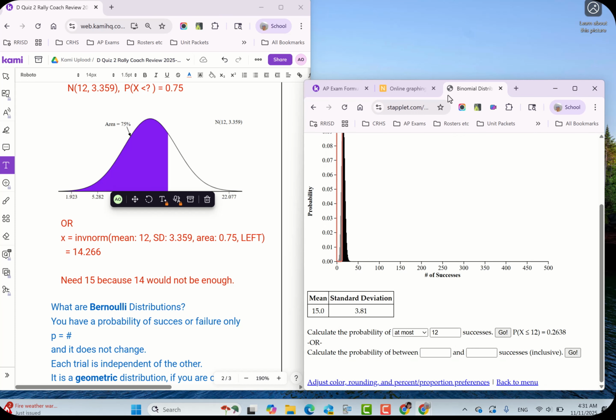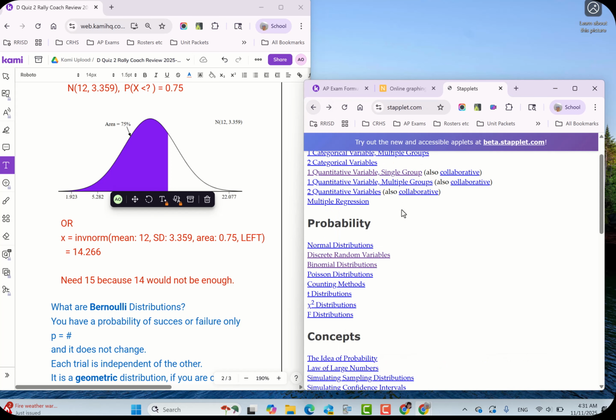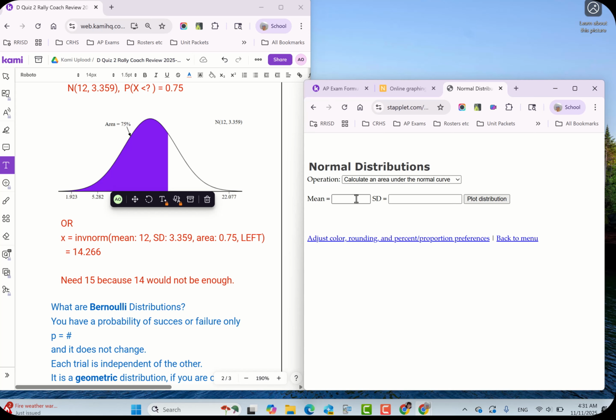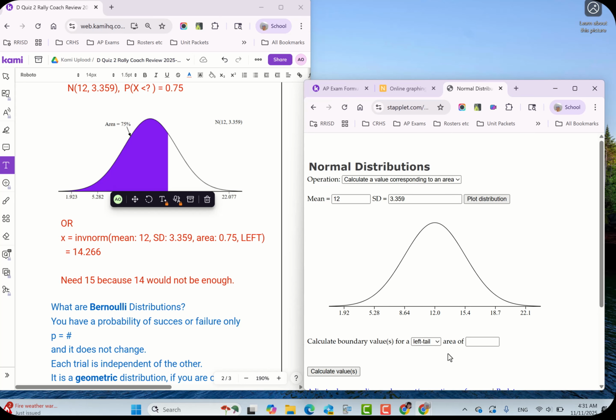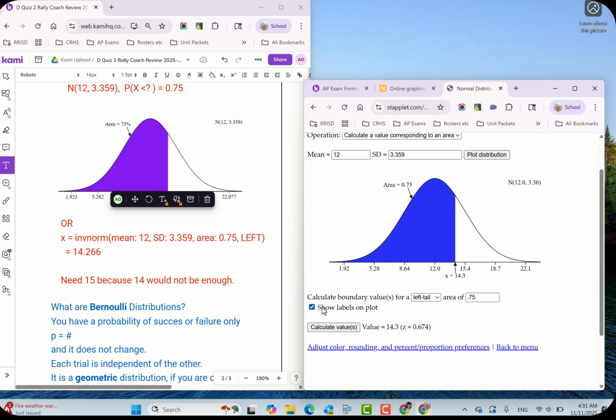Let me see if it does it here. No, there's no way. It doesn't do anything inverse at all. There is no inverse binomial in Statplet. But there is normal. Let's go use normal. So the mean is, in fact, that's how I made my pretty pictures. We want to calculate a value corresponding to an area. Left tail, 0.75. And labels on plot, so you have beautiful work. And there you go. That's it.